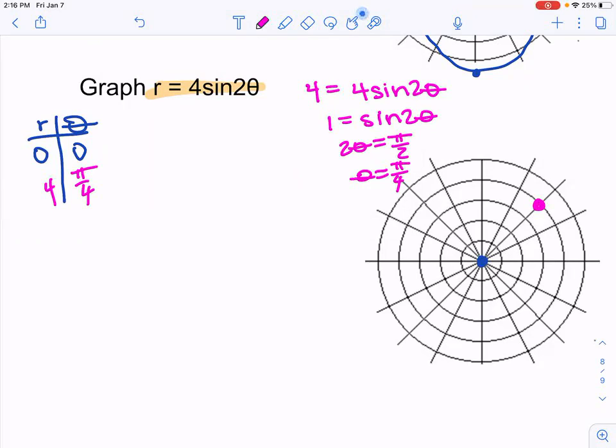Once you know where to put your petal, then you don't have to do any more work because you can just evenly space them apart. How do we draw it? Well, where do we begin? We have to begin at 0, 0.